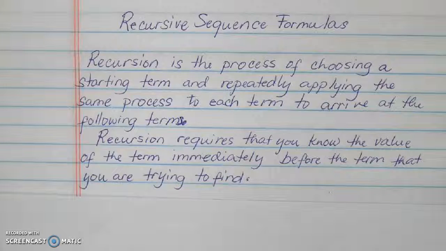Our topic for today is about recursive sequences, focusing on how to get the formulas. What is recursion? Recursion is the process of choosing a starting term and repeatedly applying the same process to each term to arrive at the following terms. Recursion requires that you know the value of the term immediately before the term that you're trying to find.